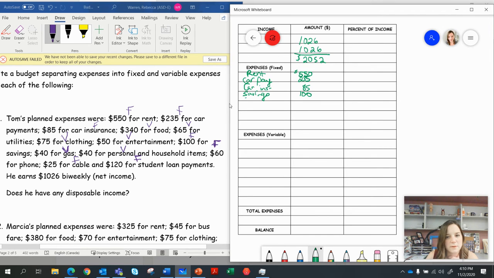The next one was phone. So the phone bill is $60 a month. I wish. Cable. The cable bill is $25 a month. And then student loan.